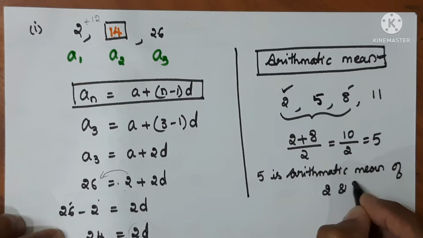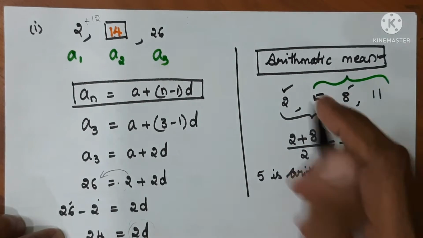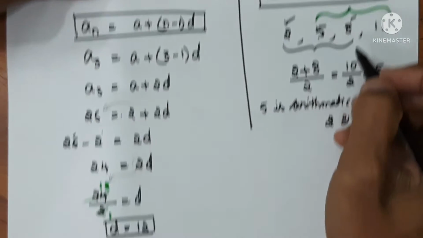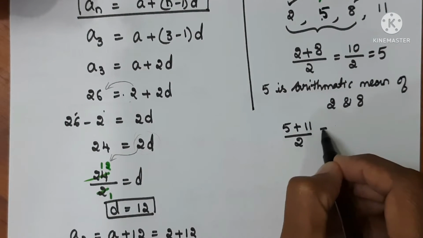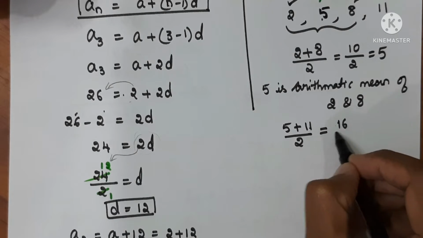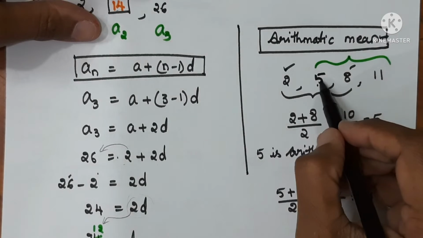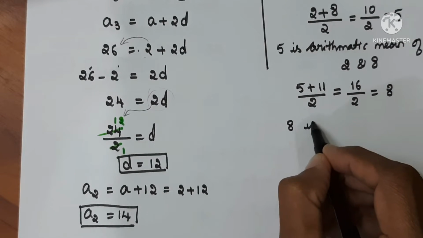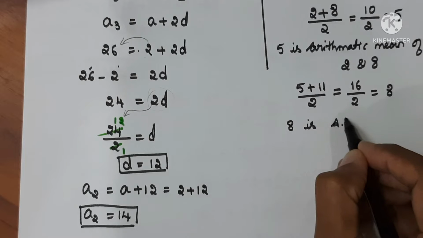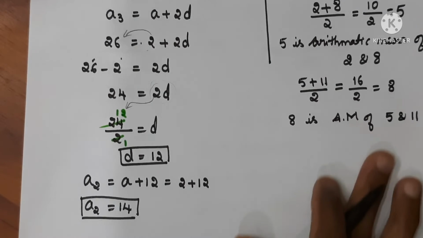In a similar way, if you take these three terms, 5 plus 11 by 2, that is 16 by 2, which is equal to 8. So 8 will be the arithmetic mean of 5 and 11.